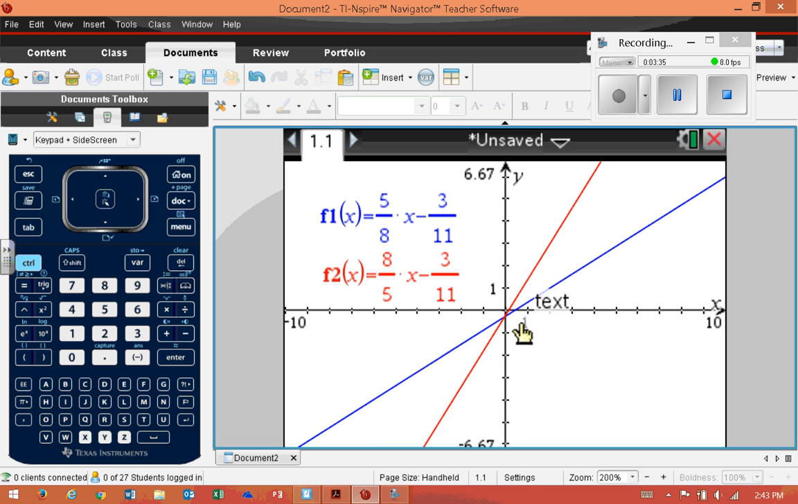It actually looks like they have exactly the same y-intercept. Now, in fact, they do. Here's the y-intercept for P, which is negative 3/11, and the y-intercept for Q is also negative 3/11. So actually, the y-intercepts are the same.